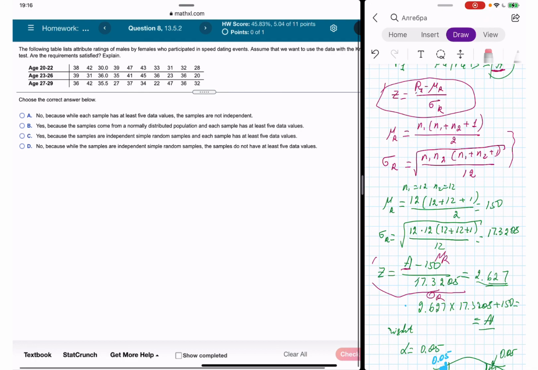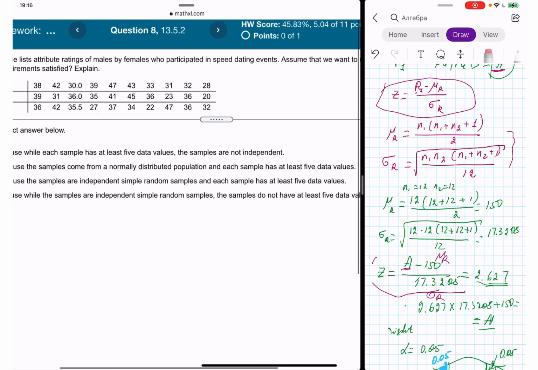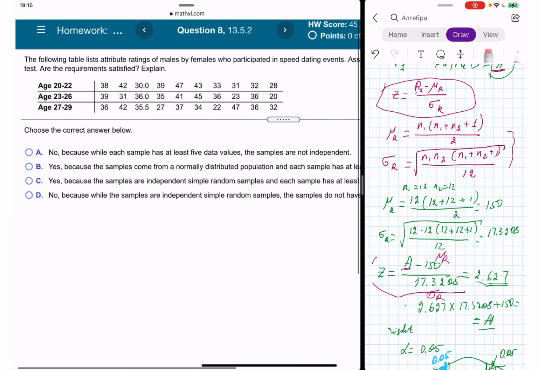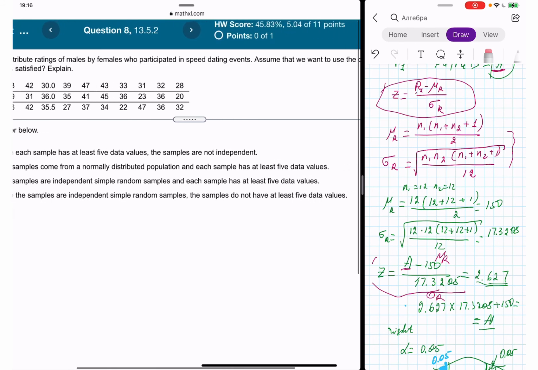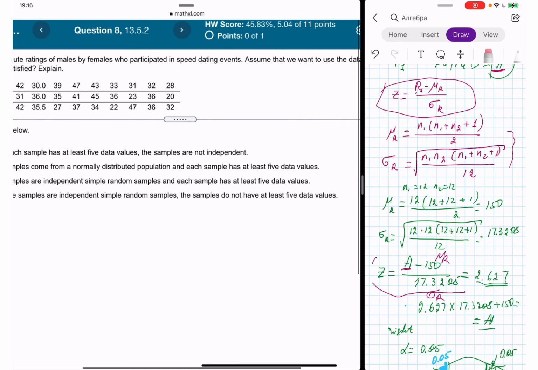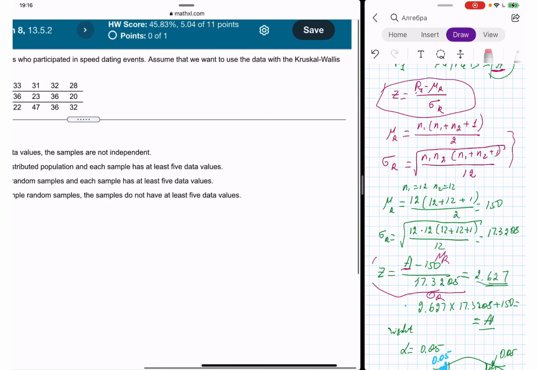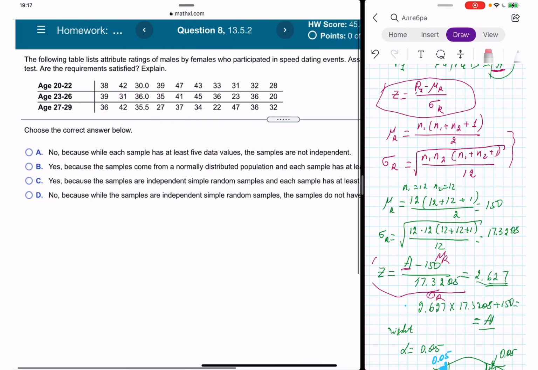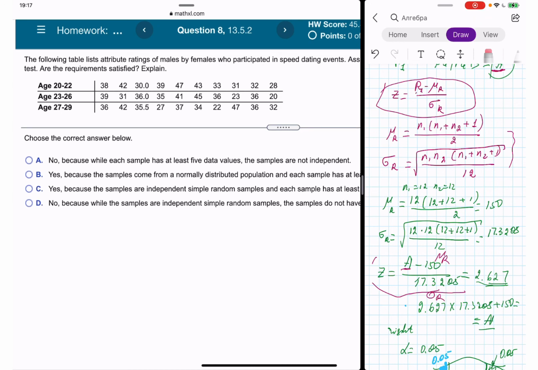Question number 8. The following tables list attribute ratings of males, and so on. Are the requirements satisfied? Assume that we want to use the data with the Kruskal-Wallis test. Which one satisfies Kruskal-Wallis? Are these requirements satisfied?